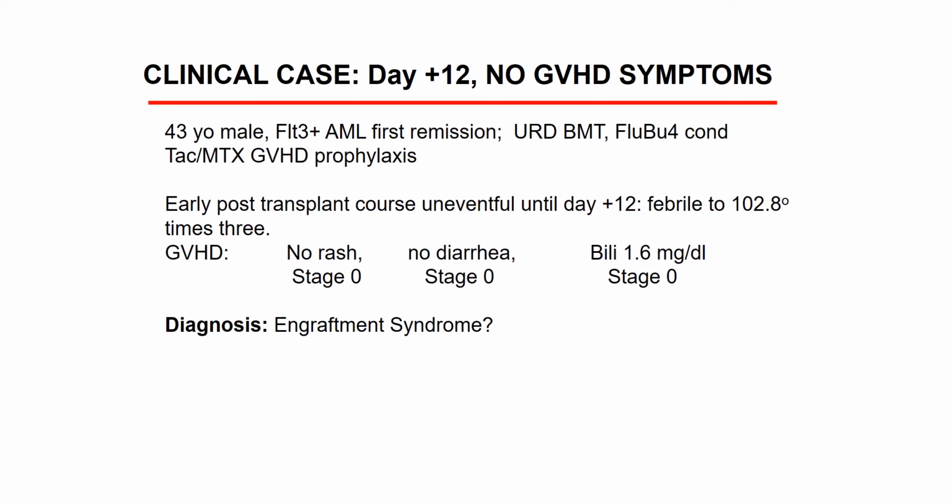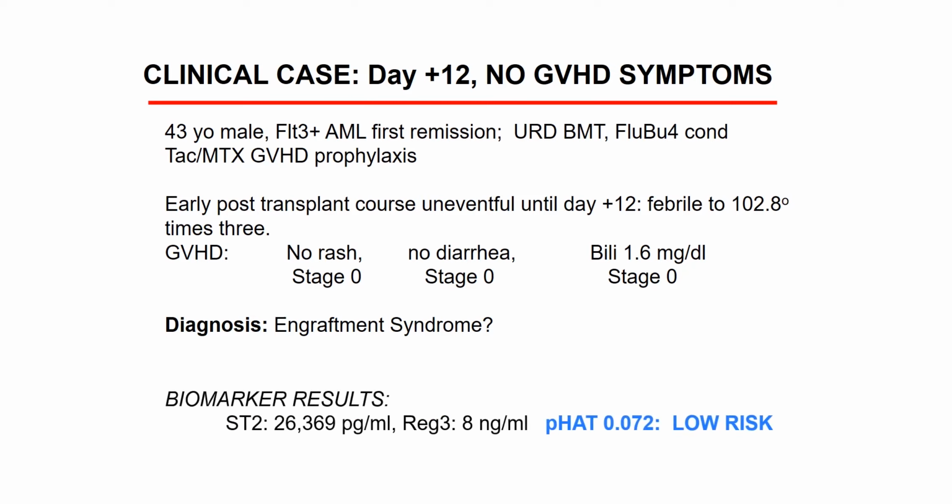Now, his early post-transplant course is uneventful, and then on day 12, he's febrile twice to 102.8 degrees. And actually, it was 3 times. The third time was even higher, 103.1. Now, it's day 12. He has no rash. He has no diarrhea, and his bilirubin is 1.6. So he doesn't have any clinical GVHD by the standard grading. Is this engraftment syndrome, or is this going to turn into high-risk GVHD in a couple of days?